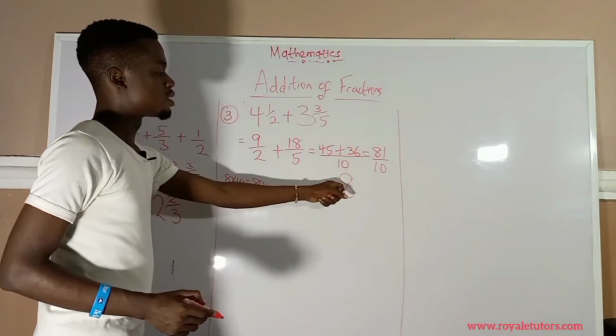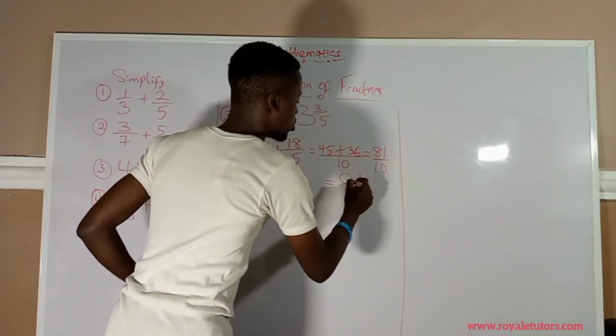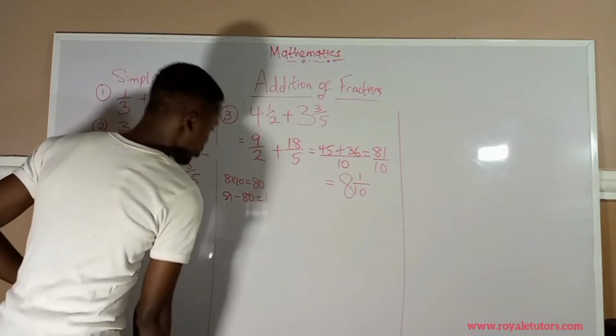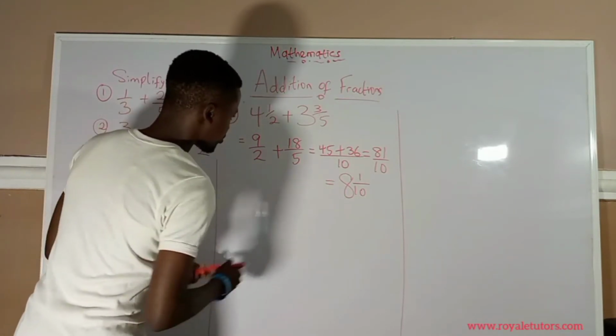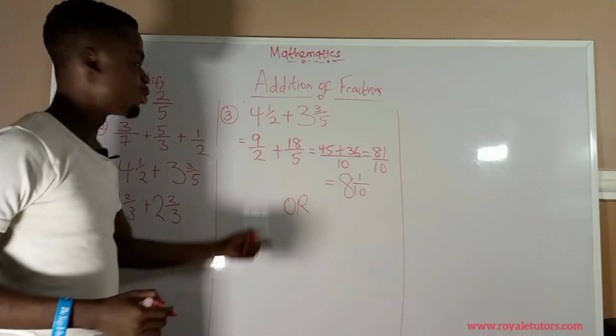So after you've gotten 10 eight times in 81, it will be left with 1. So you put the remainder up and you put 10. So that's 8 whole number 1 over 10. So you can do it this way, or you go through this.